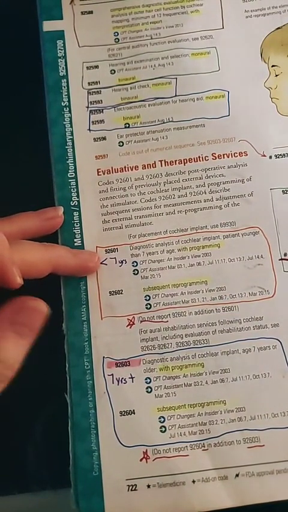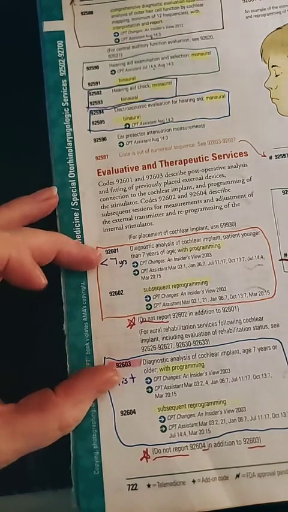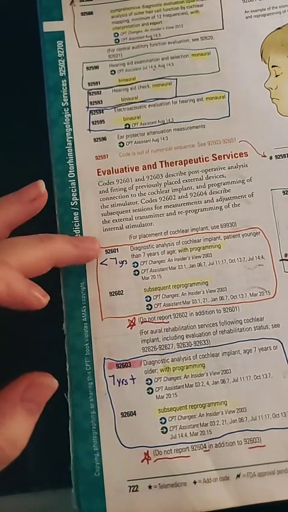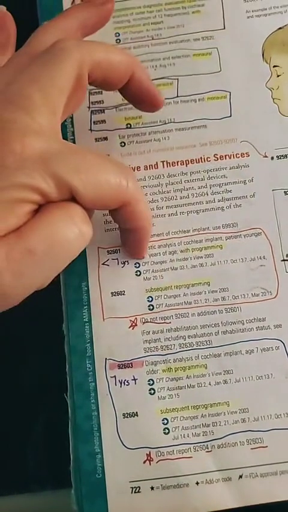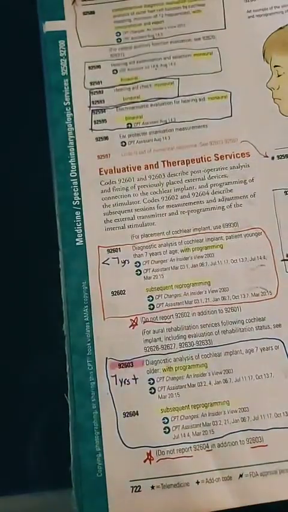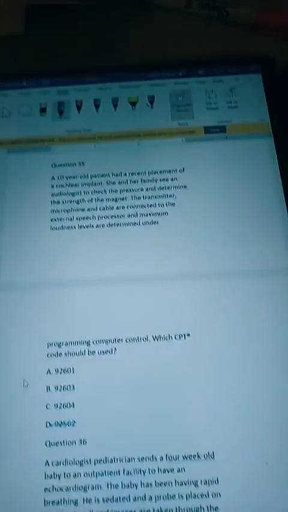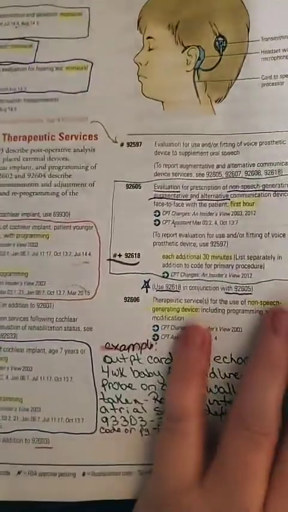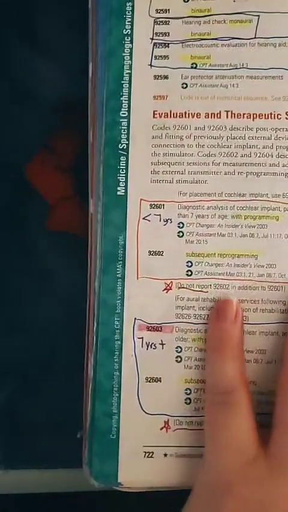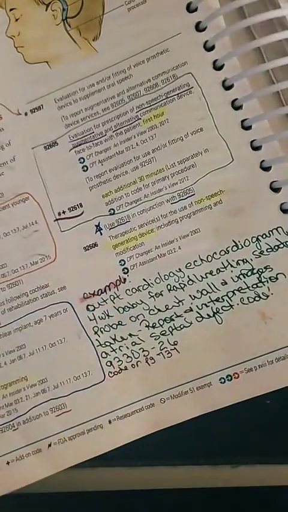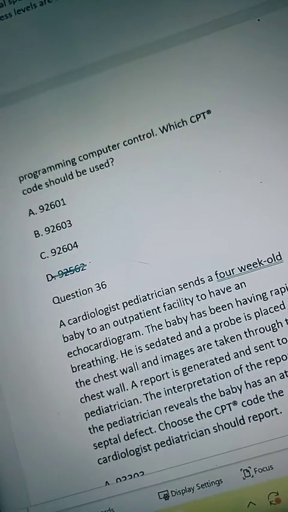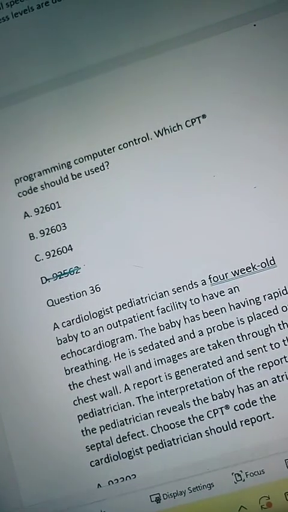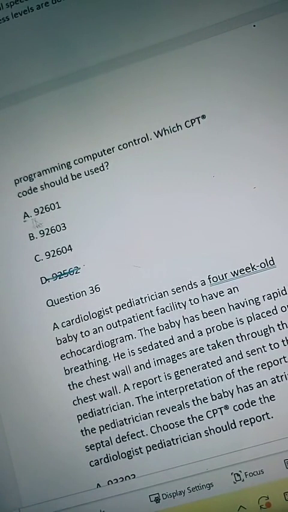We've got 01, 03, and 04. Our differences are patients younger than 7 and older than 7. How old is our patient? Patient is 10. So we can get rid of 01 based off of just the age requirement here. All right, 01 can get rid of.